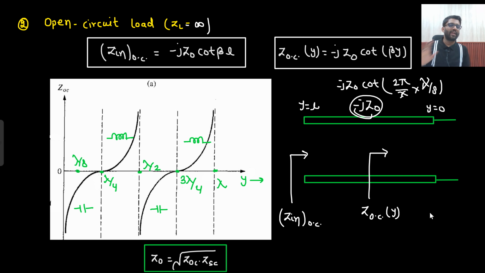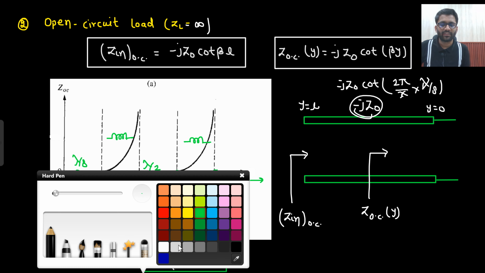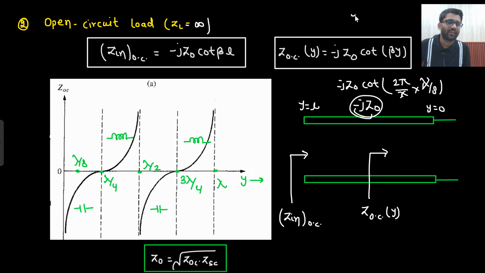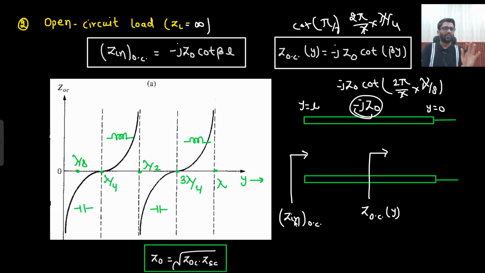At lambda by 4 you will get 0. That's for sure. You can check as well. 2 pi by lambda into lambda by 4, what you are getting is cot pi by 2. What is the value of cot pi by 2? 0 only. So at lambda by 4 distance you are getting 0.